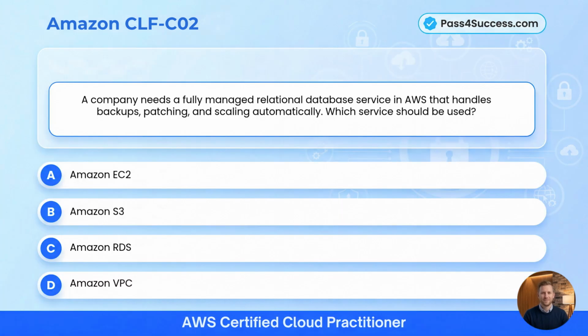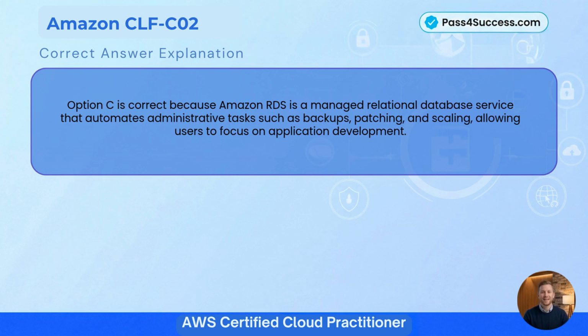Question number 2. A company needs a fully managed relational database service in AWS that handles backups, patching, and scaling automatically. Which service should be used? Option A, Amazon EC2. Option B, Amazon S3. Option C, Amazon RDS. Option D, Amazon VPC. Option C is correct because Amazon RDS is a managed relational database service that automates administrative tasks such as backups, patching, and scaling, allowing users to focus on application development.